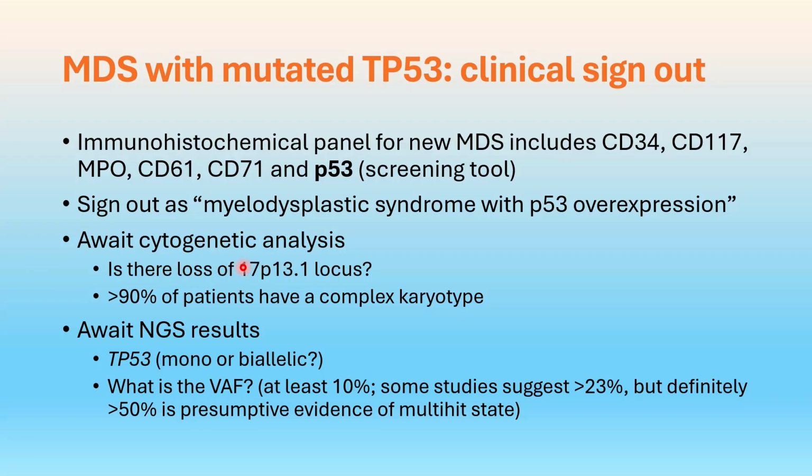Is there going to be a loss of p53? Is there a complex karyotype? That's really helpful if it's present. Await results of the sequencing. Is it the monobiallelic mutation?